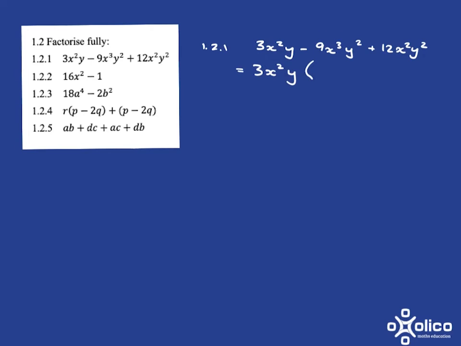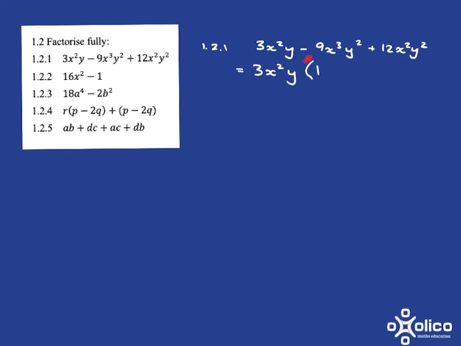All right, so then looking at what's left from here, I've taken out a 3, taken out an x squared, taken out a y. So I just need to put a 1 in, because 3 x squared y times 1 gives me 3x squared y.